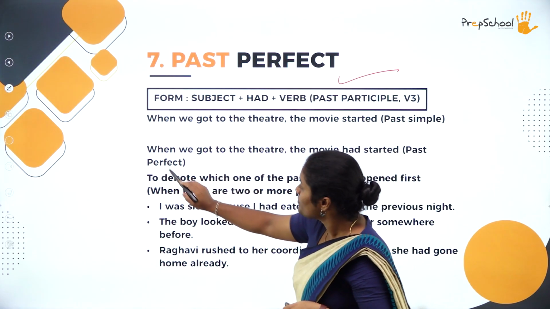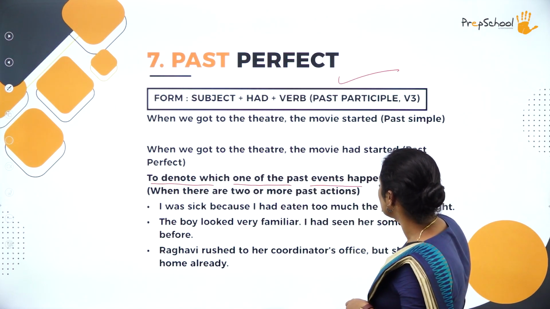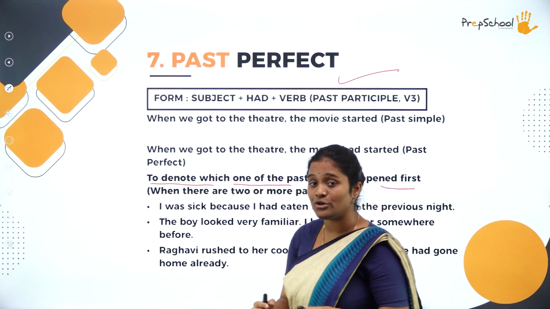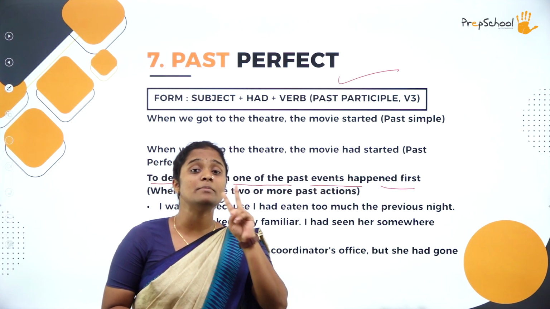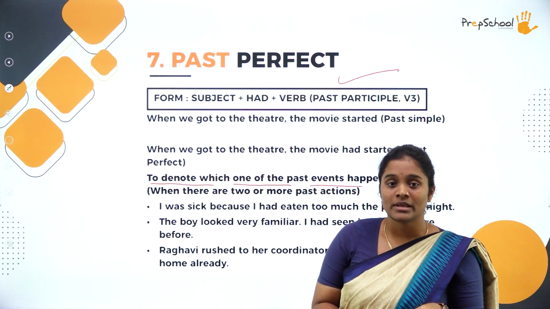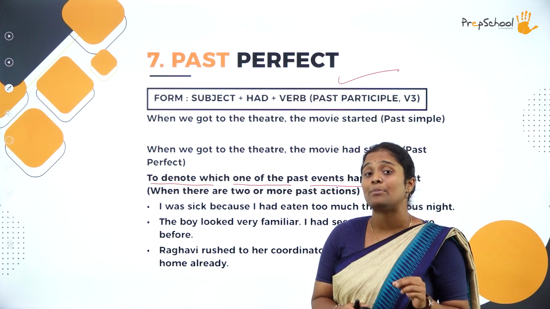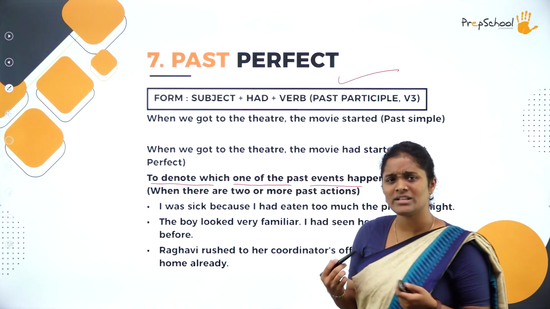Okay. So now this one is used to denote which one of the past events happened first. In these kind of tenses, the cue that you can make use of is that there will be two events that have already happened in the past. Okay. And one of them you have to denote which one happened first. And to do that, you use past perfect. Now, what does that mean, ma'am?